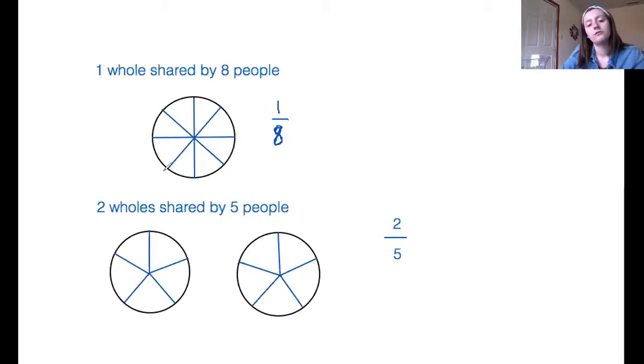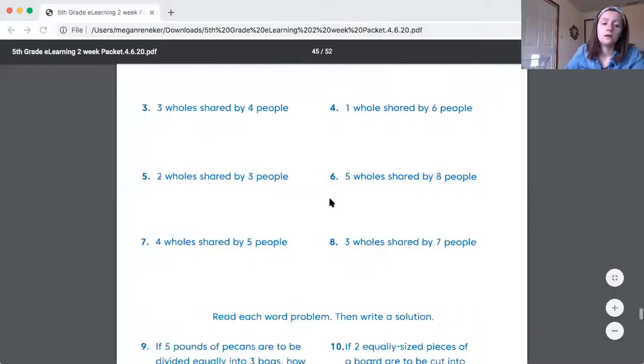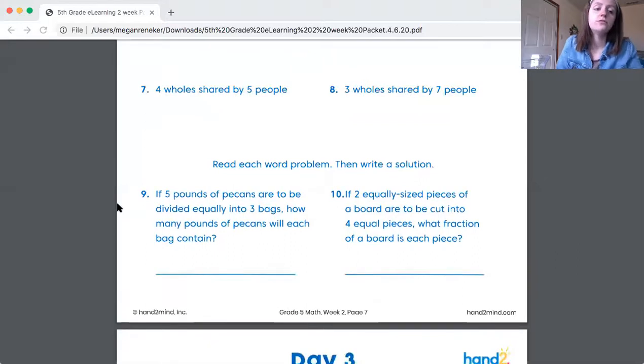Okay, so if you'll notice, that's the same as taking this number, the number that's our whole, and putting it on top as our numerator, and the number that we're dividing it by, the parts of the whole, down here in the denominator. Okay, so that is how you are going to go about doing the second page of your homework. And before we stop, I want to look real quick at a story problem on that page as well. So if you go down, you'll see the story problem for number 9.